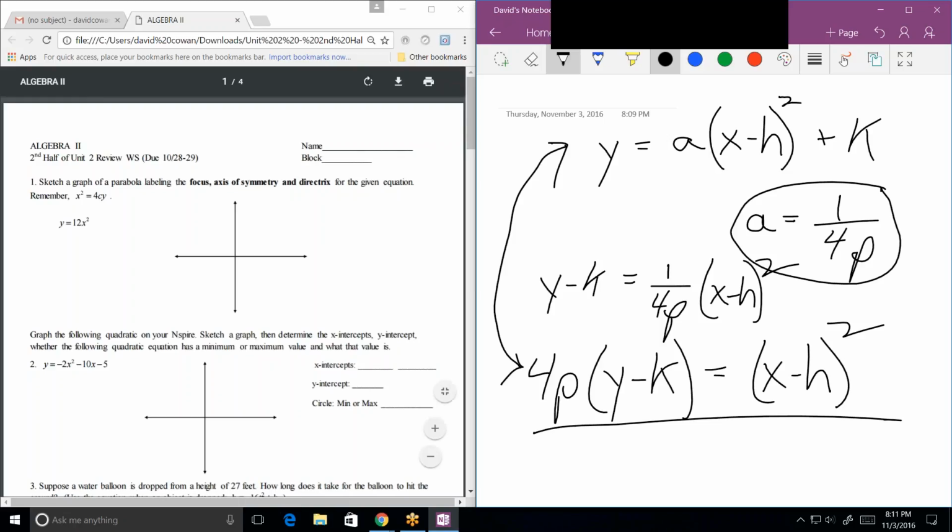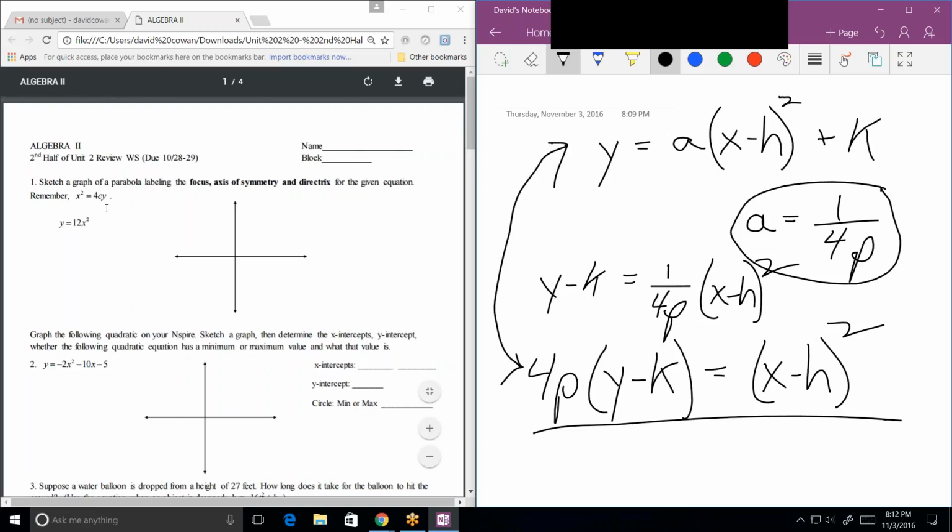In other words, that very first problem you see, y equals 12x squared, hold on a second. What does this mean? x squared equals 4cy. They're just giving you the standard format of it? Yes, I think so. So it looks to me like they want you to take this y equals 12x squared and convert it to that format.